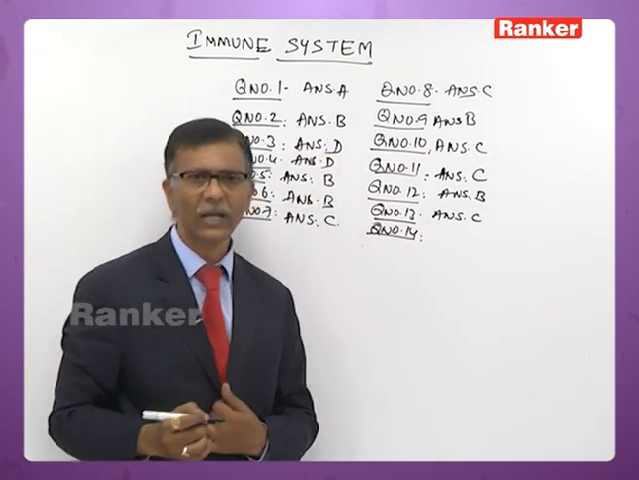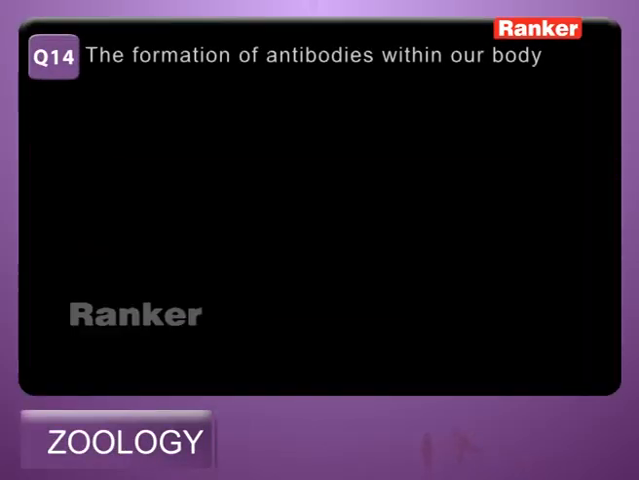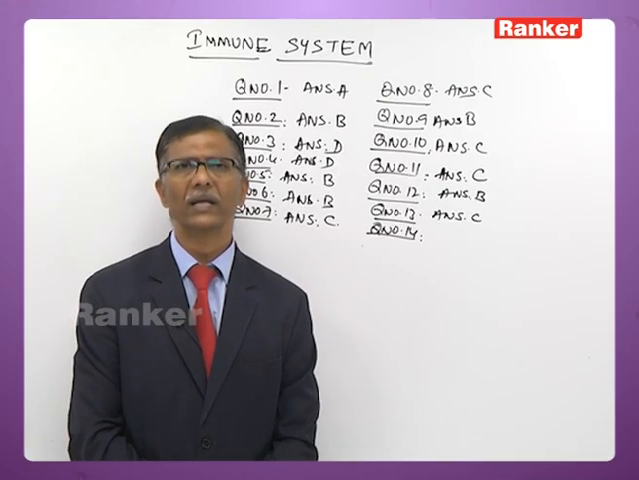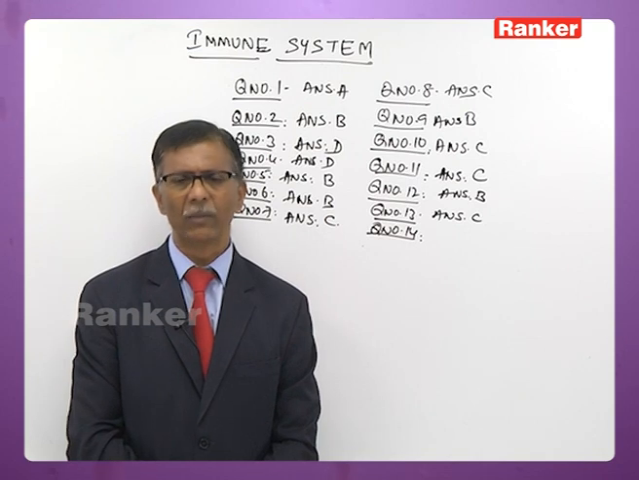Now, question number 14, I will read out the question for you. Formation of antibodies within our body is called A. passive immunity, B. active immunity, C. innate immunity, D. acquired immunity. Now, formation of antibodies is known as active immunity.